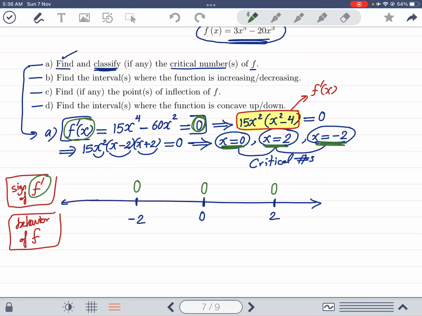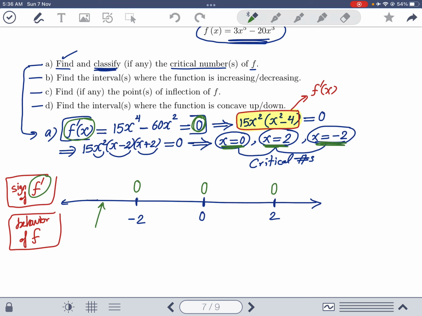Perfect. Now choose a point here. Let's say you chose -4 or -5 and substitute it in f prime. So if you choose anything less than -2 and substitute it in the formula here, you'll get, for example with -3, -3 squared is 9 minus 4, positive. So here this is going to be positive. Between -2 and 0, choose something here, -1 for example, so it will be 15 and then negative.